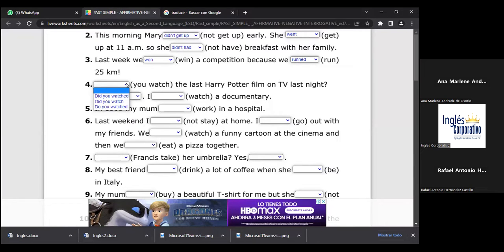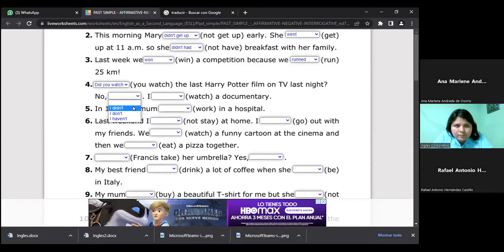Did you wash it? Yes. La segunda. O la última. No, la primera. La primera, ¿verdad? Ah, pues sí. Dice no. I didn't. No, I didn't, porque la pregunta es con did.